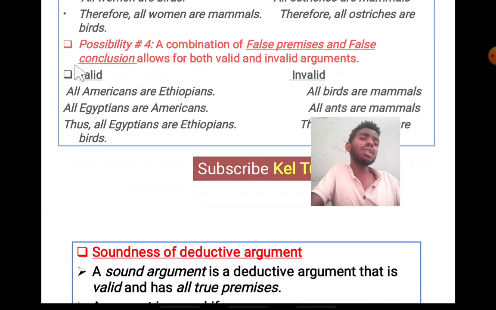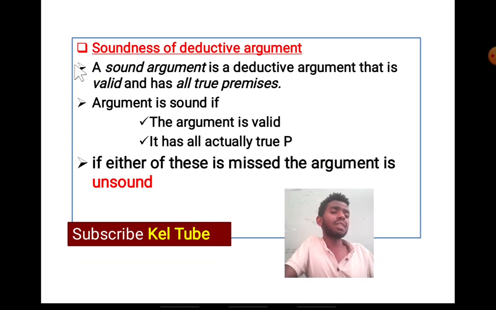What about soundness and unsoundness of deductive argument? Soundness of deductive argument can be sound or unsound. A sound argument is a deductive argument that is valid and has all true premises.